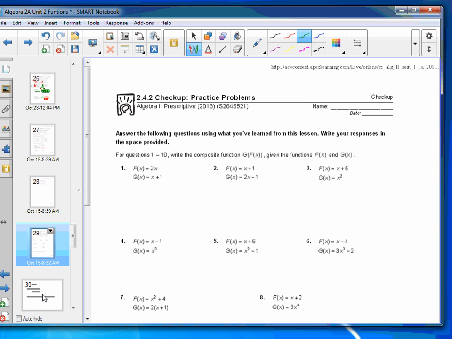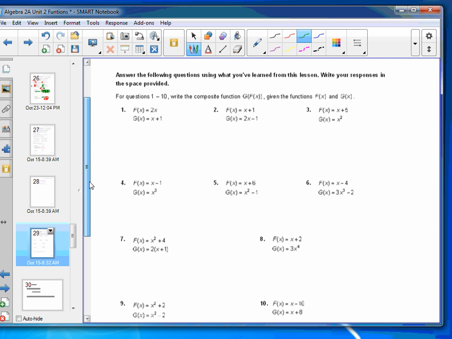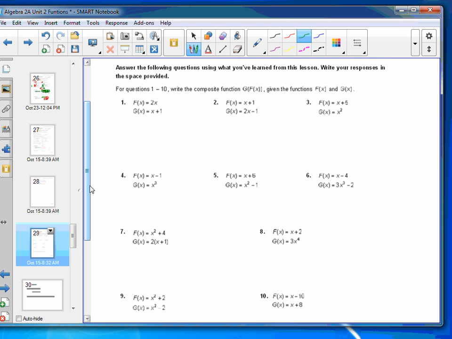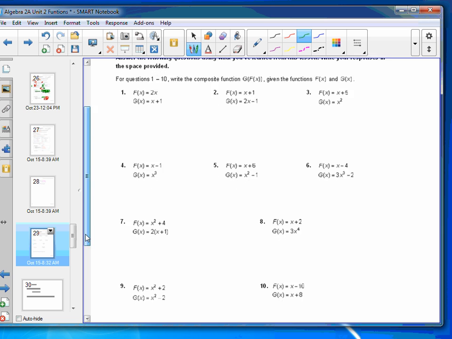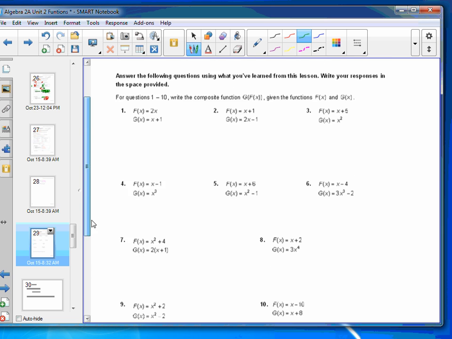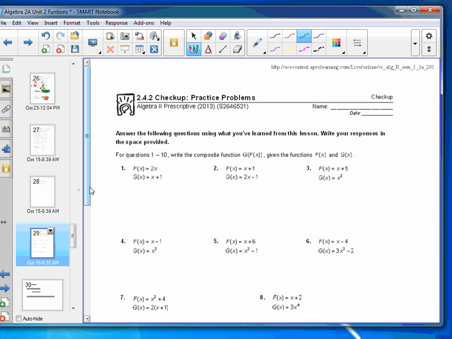All right, so what I'd like to do is print out the checkup, or else get it from me in class. Otherwise, you can just write this down. These are problems from the checkup. There's 10 problems. We probably won't do all of them, although we can. But let's start with all of these.